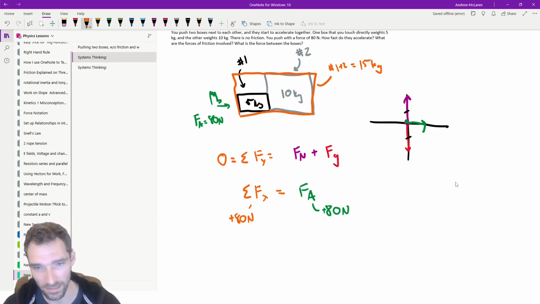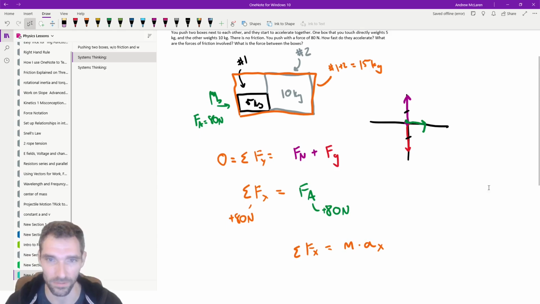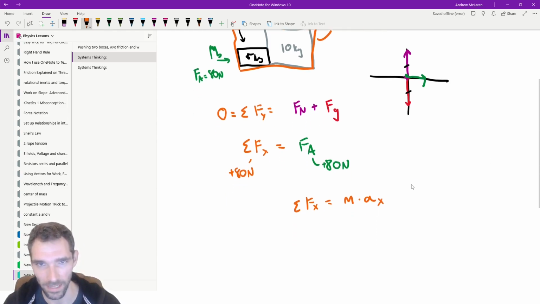So we can say that the sum of forces in the x direction is also equal to the mass times the acceleration in the x direction. And the total mass was 15 kilograms.